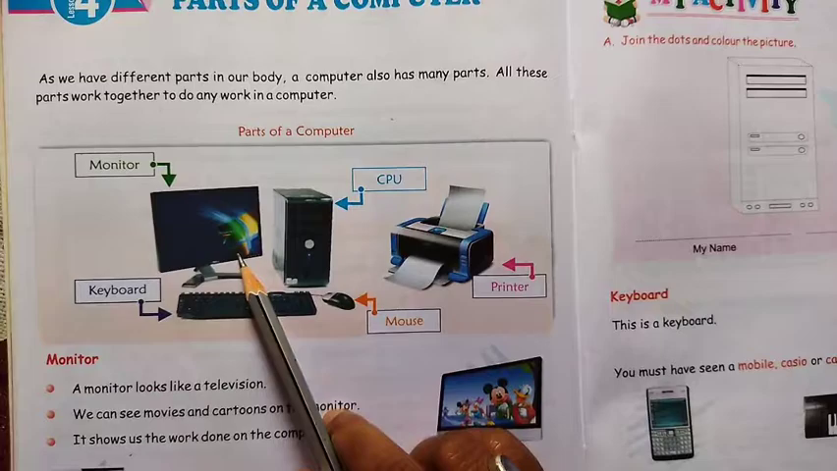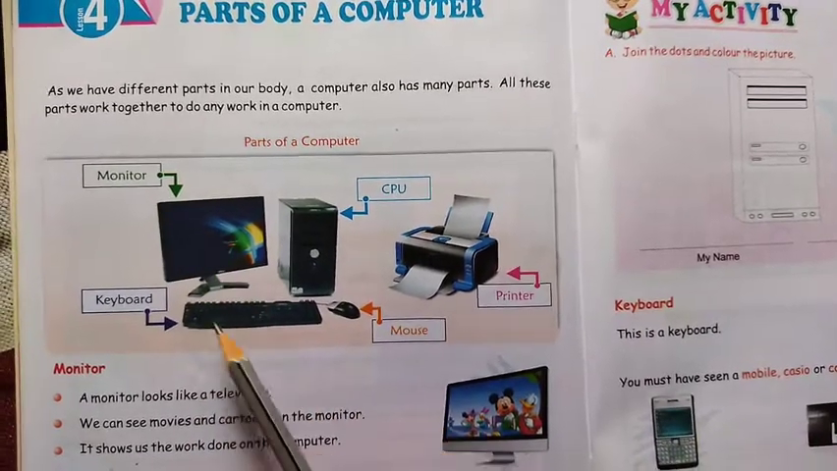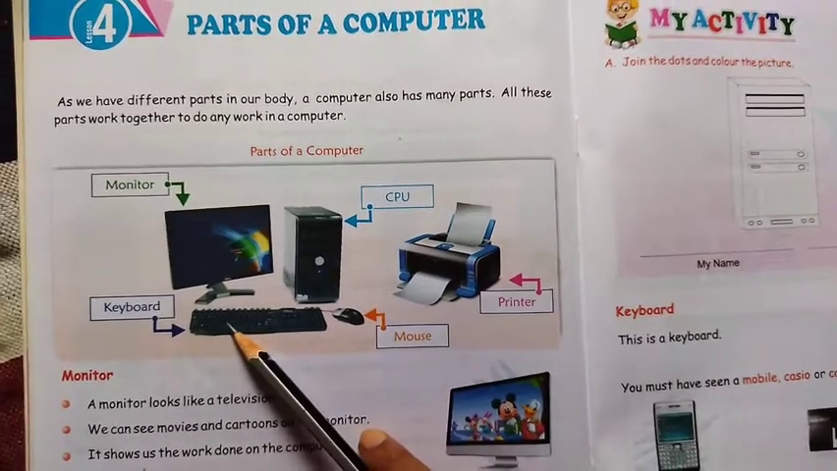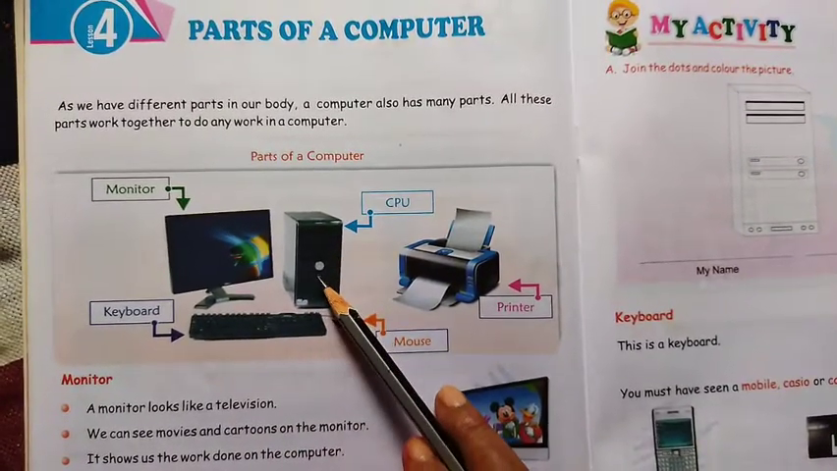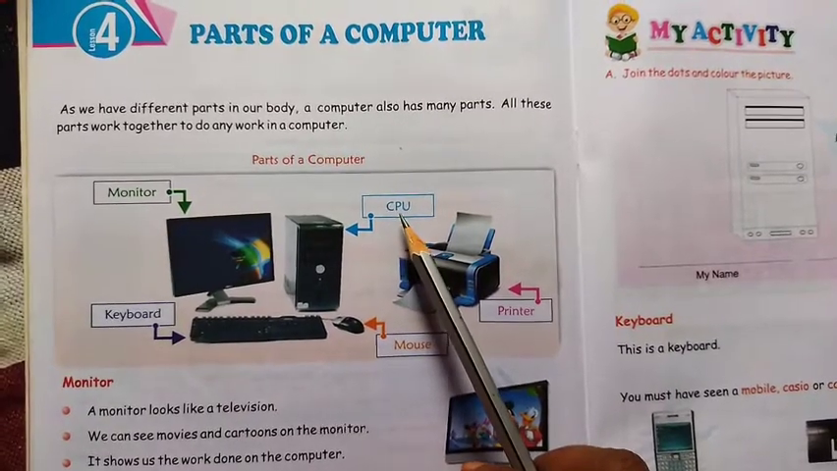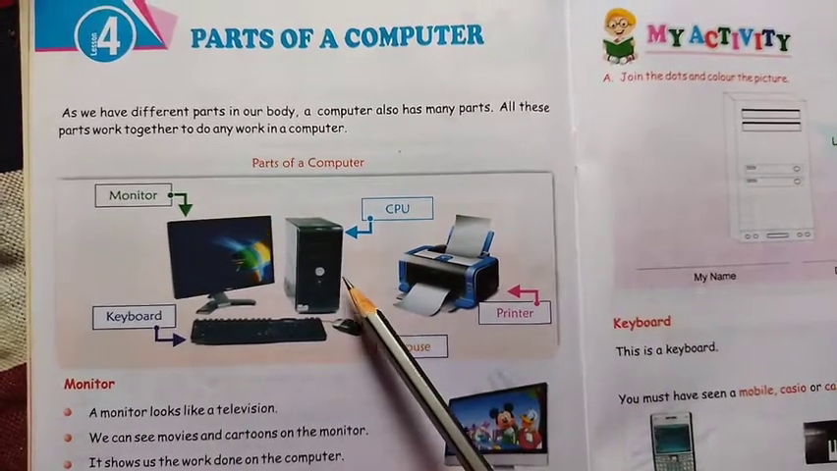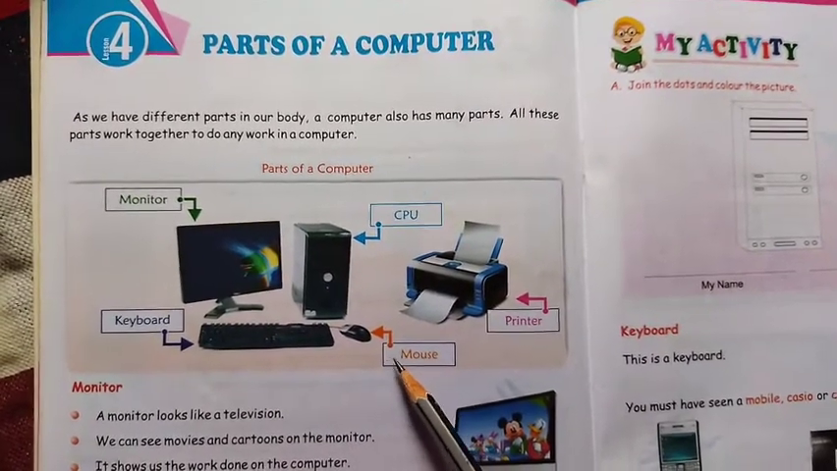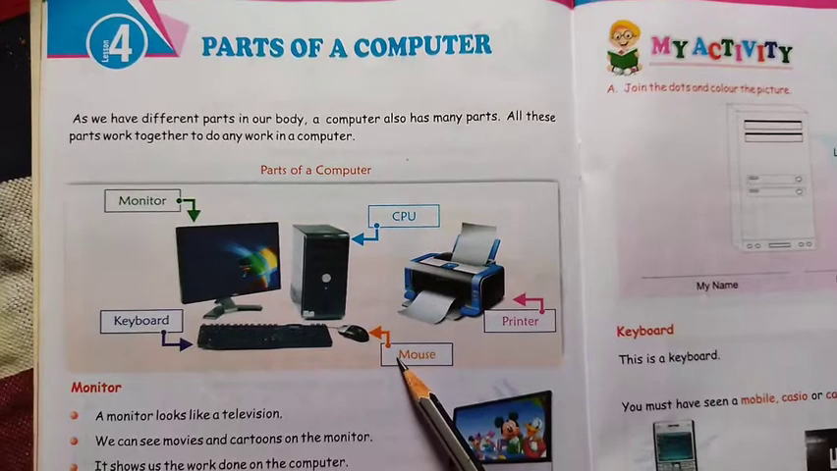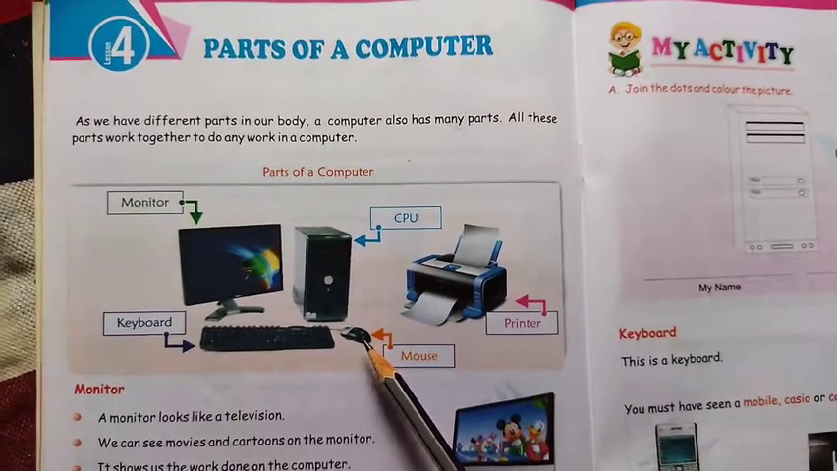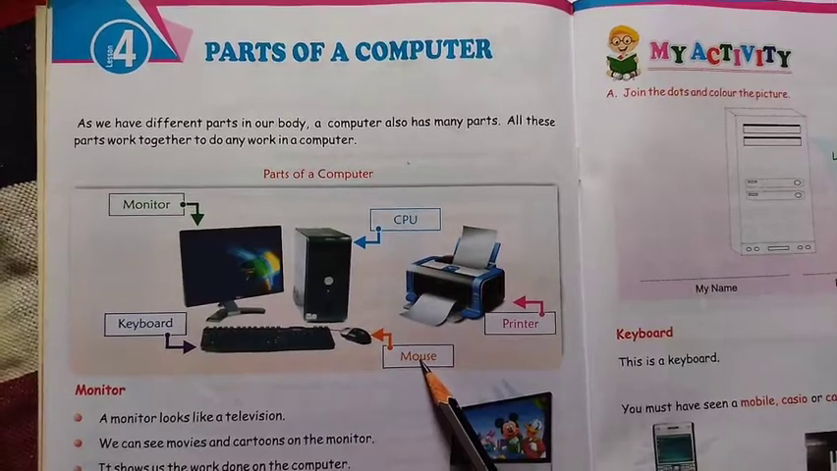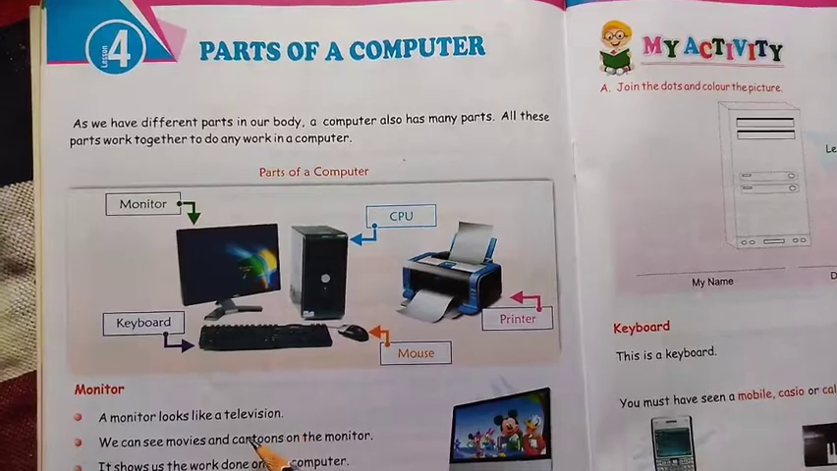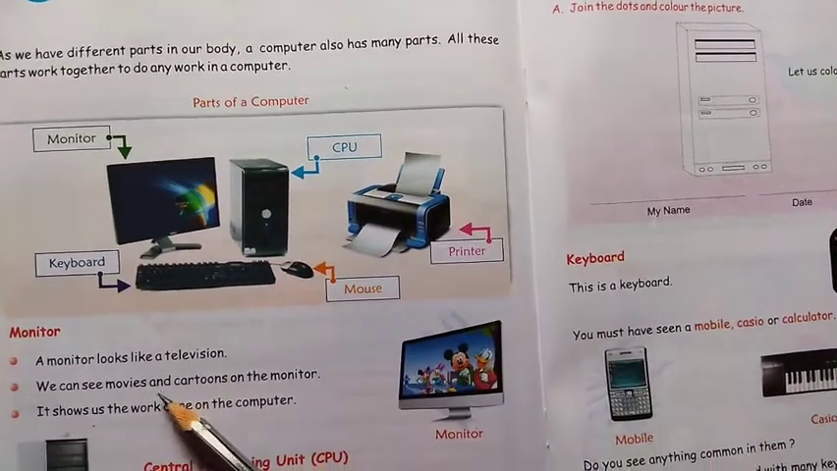You can see this is a monitor. It has many parts which help it to work together. This is a keyboard. It has many keys. This is the CPU. CPU means Central Processing Unit. The processing is being done in this CPU box. This is a mouse, which really looks like a mouse with a tail, but this is a computer part. This is a printer where a printout is taken out. So we will go into details.